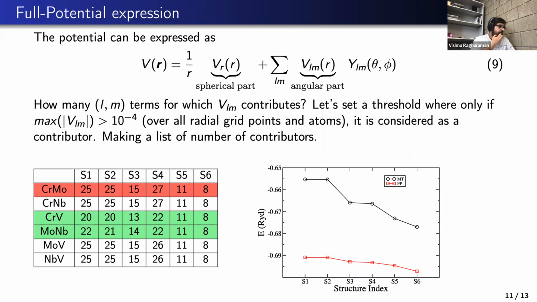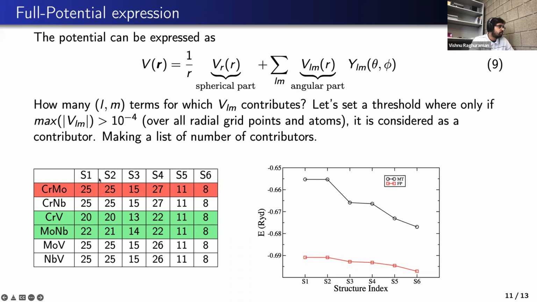And it can be seen that if we go from top to bottom for a single structure, say S1, there seem to be fewer angular VLM coefficients contributing for chromium, vanadium, molybdenum, and niobium, as opposed to the other 4 structures. This gives the impression that there's more angular dependence in the potential for those 4 structures, where muffin tin wasn't agreeing well, as opposed to these structures.